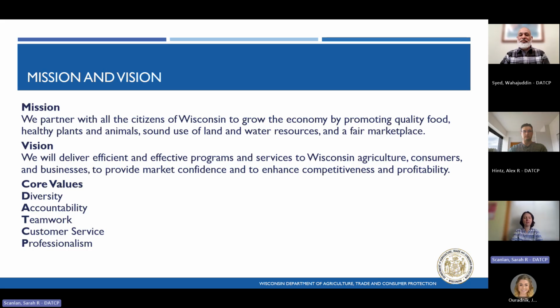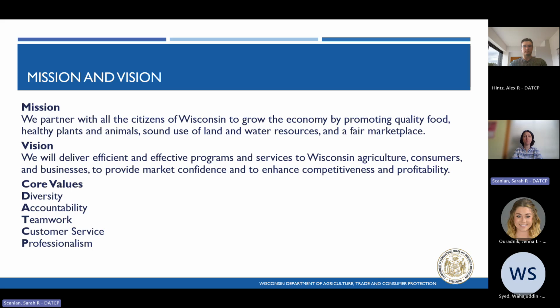DATCP's mission and vision include: our mission is that we partner with all of the citizens of Wisconsin to grow the economy by promoting quality food, healthy plants and animals, sound use of land and water resources, and a fair marketplace. As our vision, we will deliver efficient and effective programs and services to Wisconsin agriculture, consumers, and businesses to provide market confidence and to enhance competitiveness and profitability. Our core values include diversity, accountability, teamwork, customer service, and professionalism.